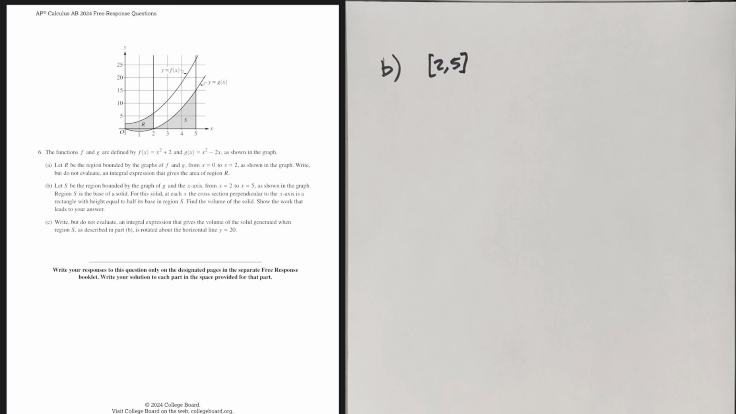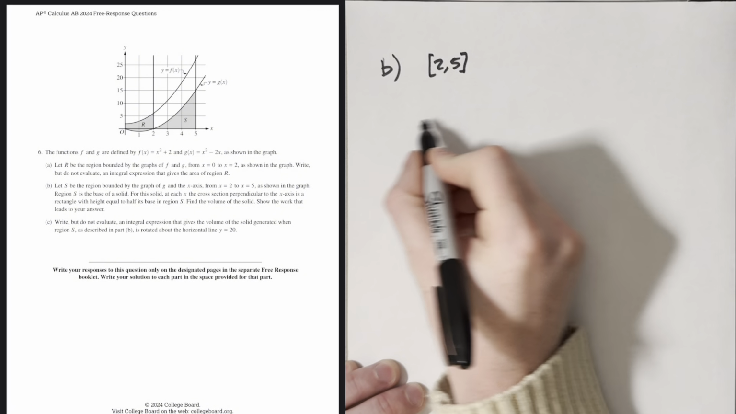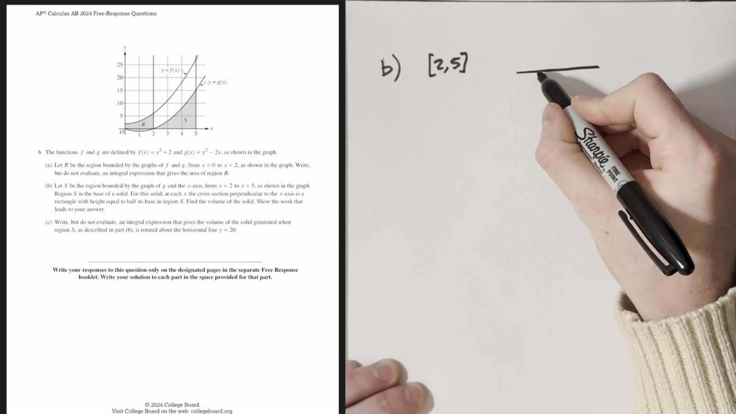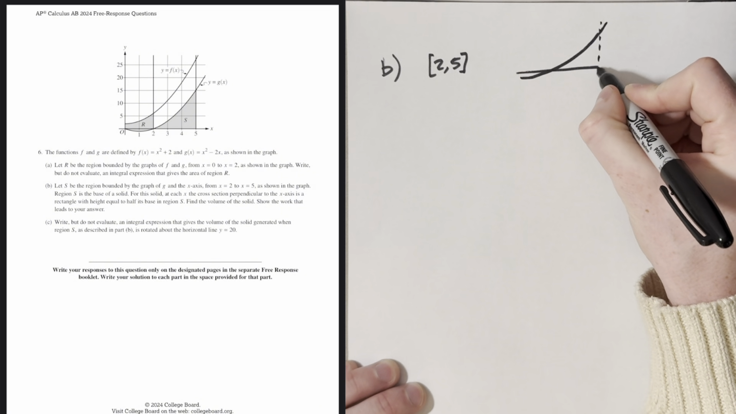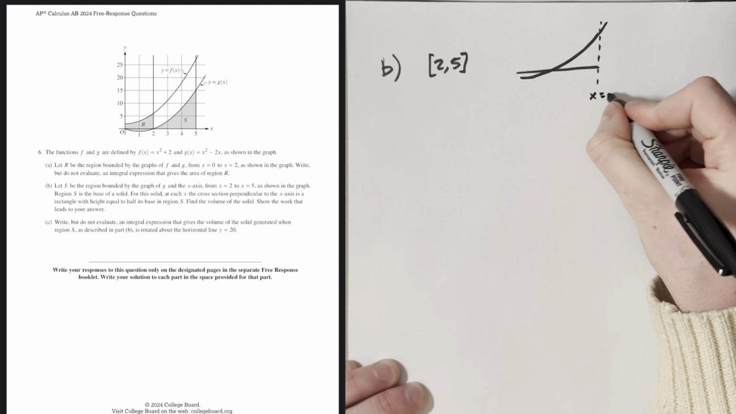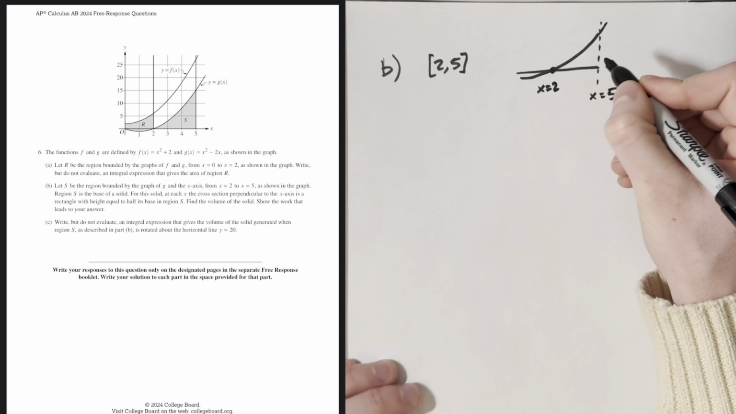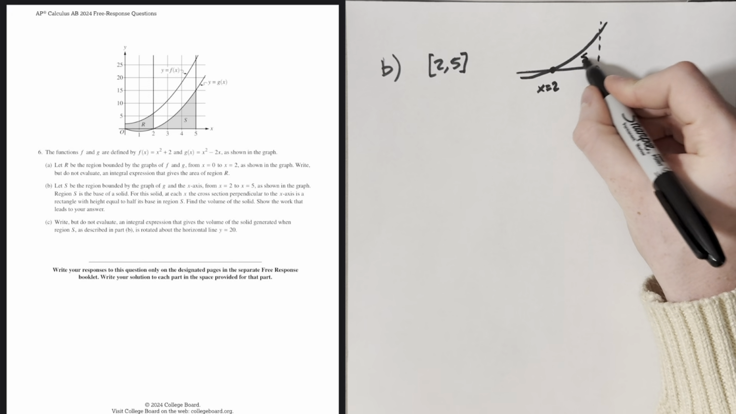Okay, so this is a little bit challenging. I'm going to slightly recreate this graph. We have our x-axis, and our parabola that kind of goes up like this. Then we have our bound at x is equal to 5. This point right here is at x is equal to 2. And that region is S. This is our region S.